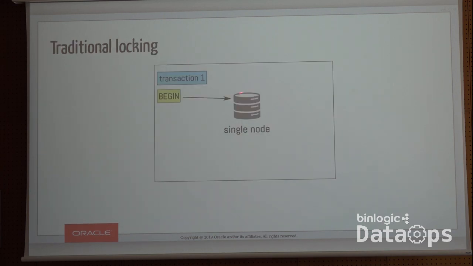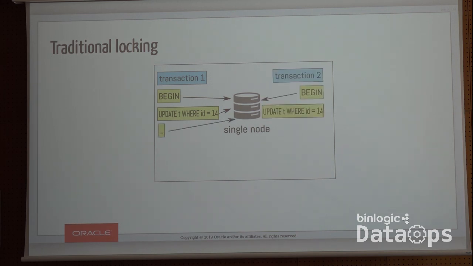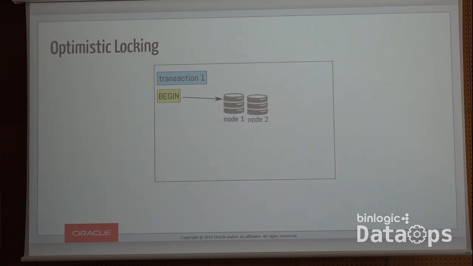So we have one transaction on one single node. You start a transaction. Here you see we put a lock on a record that has the primary key 14. Then a second transaction will start and update the same record that is locked. It has to wait until this one commits or rolls back before it can continue. This is how it works in InnoDB. So as soon as it commits, this one can go on. Now with optimistic locking, you can see here there is no shared locking environment.